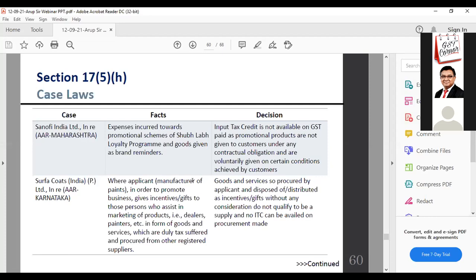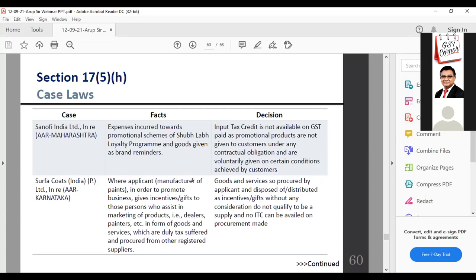You have to do something in relation for which I'm giving this. So that is not a gift. And that's why, in my view, that would be eligible for ITC. But yes, since so many contradictory or negative views have come, many clients are averse to availing the credit on sales promotion items.